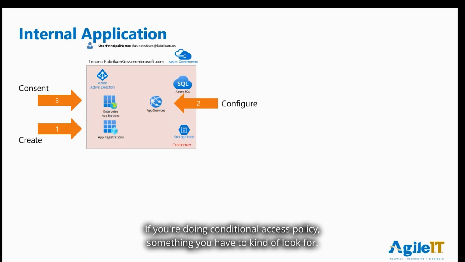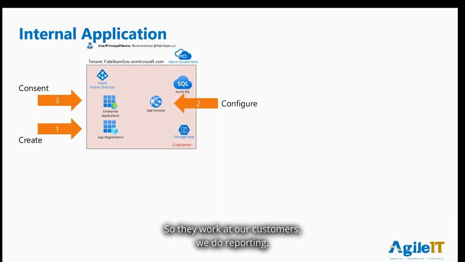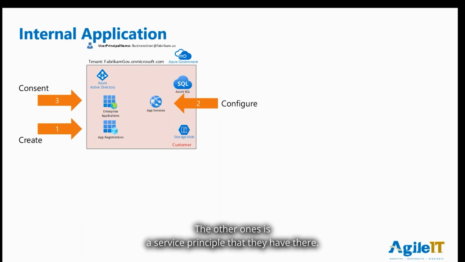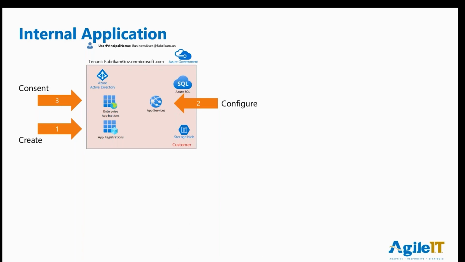If you're doing conditional access policies, something you have to look for, something we work with our customers on, we do reporting. Anyhow, it's the same client ID, but one is an application registration, the other is a service principal that they have there. I'm not going to go into those deep topics. Anyway, pretty simple. Create the registration.